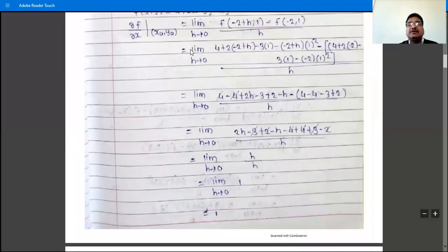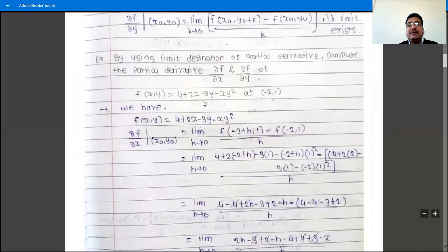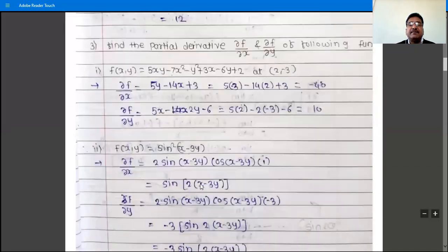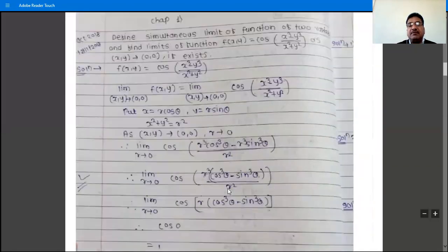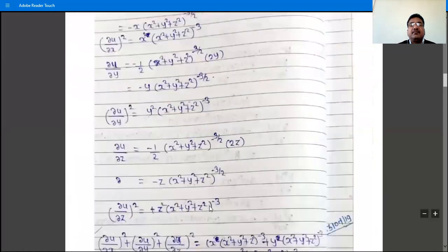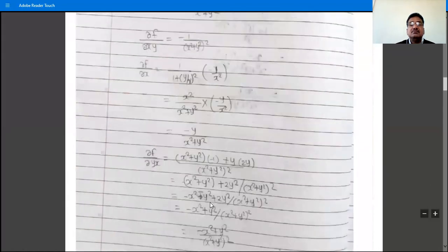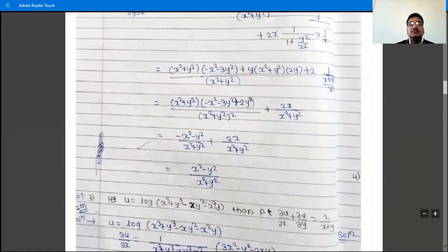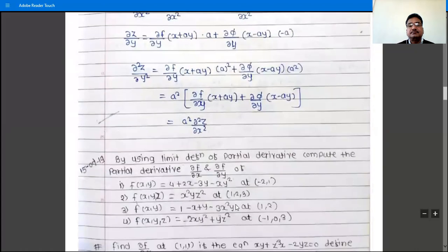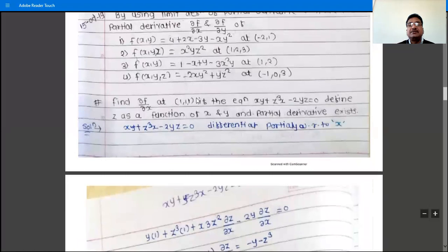This is a 3 variable function, and this is a 2 variable function at minus 2, 1. So similar to this, write the definition and find the partial derivative with respect to x, y, z by using definitions. Okay, so solve these problems.